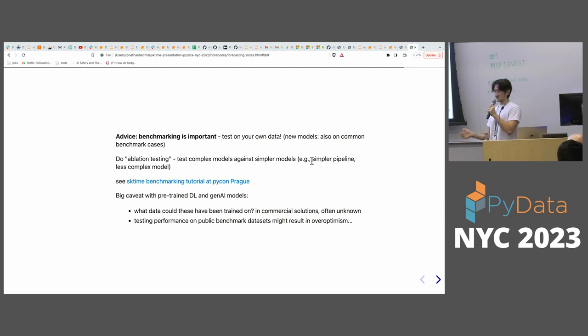Right, and building off that last point again, when you have a long pipeline, it can be helpful to do ablation testing, which means you take away certain parts of the pipeline, you reevaluate and you say, well, if the performance stayed the same without this feature, then clearly it wasn't important, I can get rid of it. So that's a good way to figure out what's actually working and not in your pipeline.